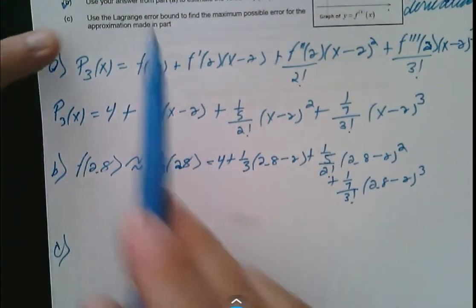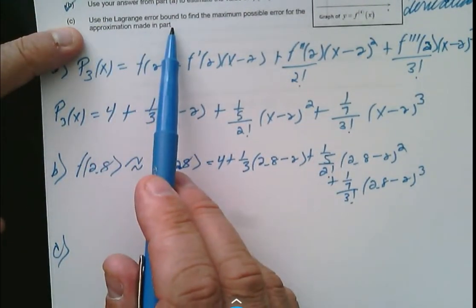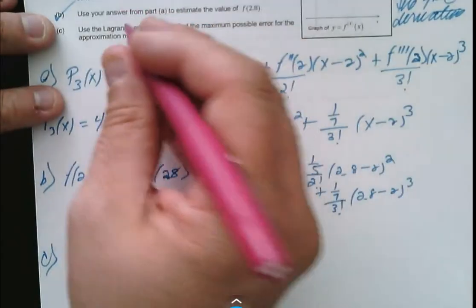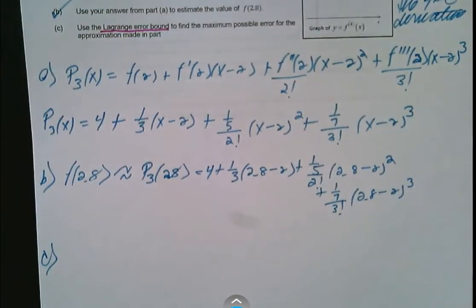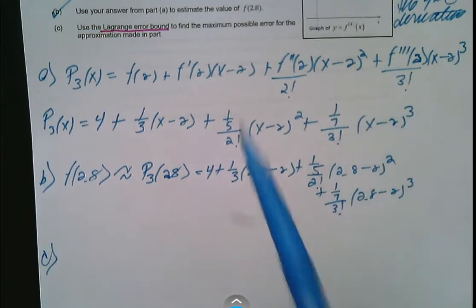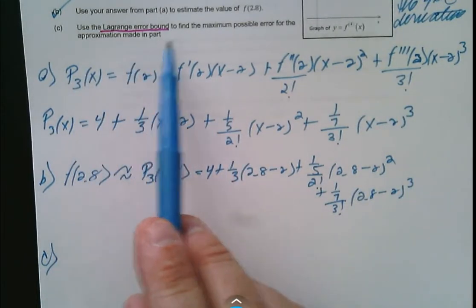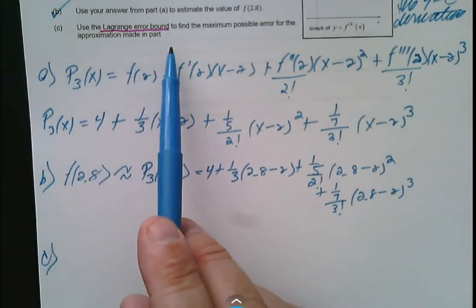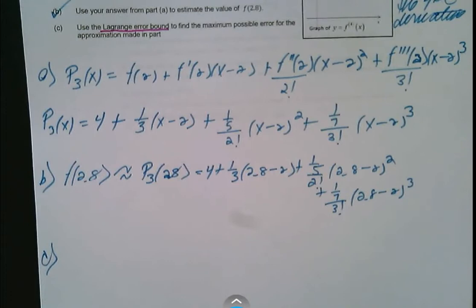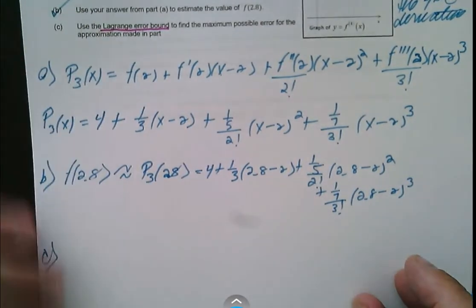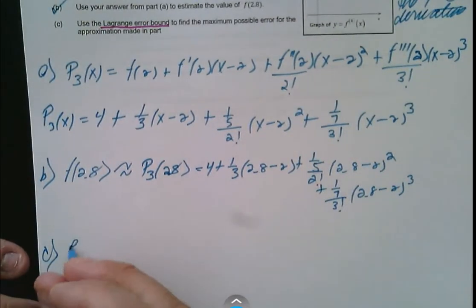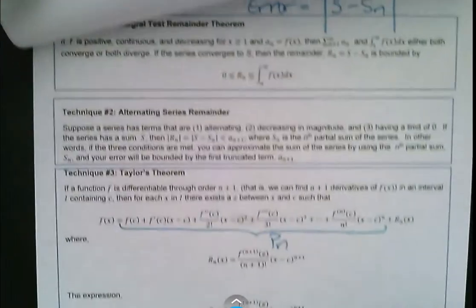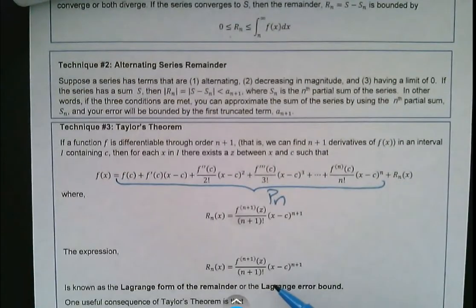C. Use the Lagrange error bound. There it is, striking fear into the hearts of calculus students everywhere and their teachers sometimes. Use the Lagrange error bound to find the maximum possible error for the approximation made in part B. Okay, so go back to your notes if you need to. Your error is less than or equal to, go back to your notes, this guy here.